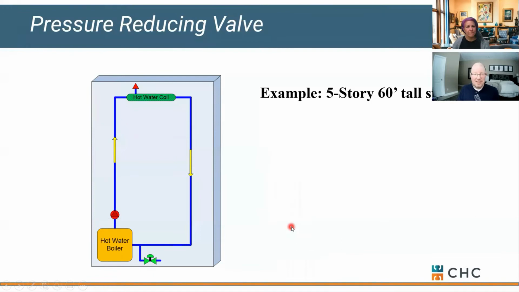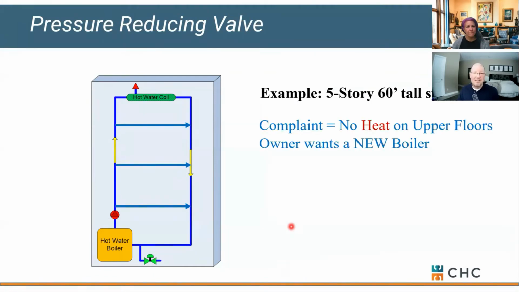Now, let's take this 5-story dorm. Let's add an owner's complaint. For 10 years, college students were complaining about how cold they were on the upper floor of this 5-story dorm. And after 10 years, the facility finally decided, hey, maybe we should do something about this. We might have some real problems here. So they call in one of our sales guys and they say, hey, we need a new boiler. Okay, obviously we need a new boiler because people are complaining about lack of heat on upper floors. It's got to be a boiler issue.